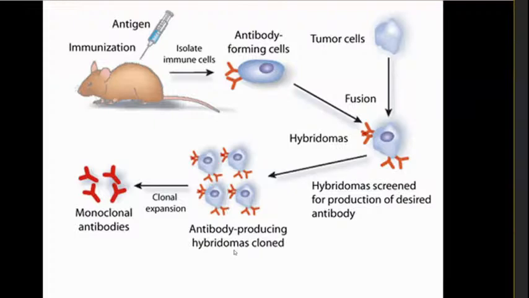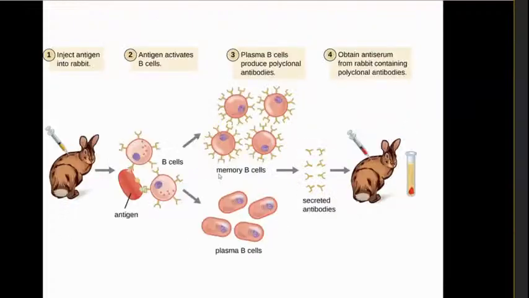Those cells also divide in large numbers, so a huge quantity of antibody is produced in the medium. Then we can isolate the monoclonal antibodies. These are all the steps involved in hybridoma technology.